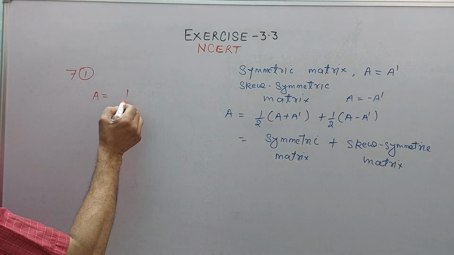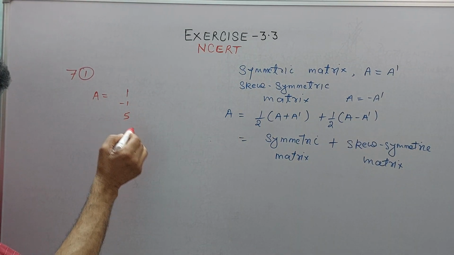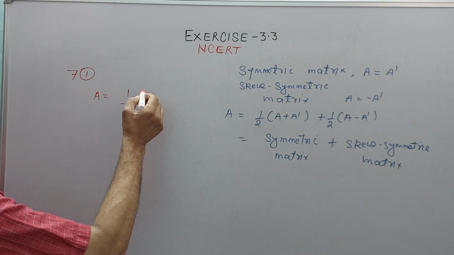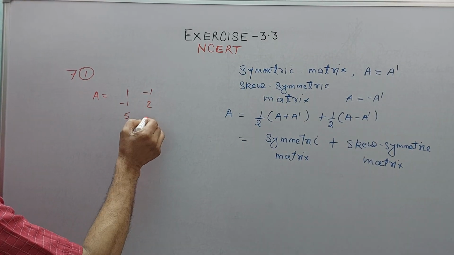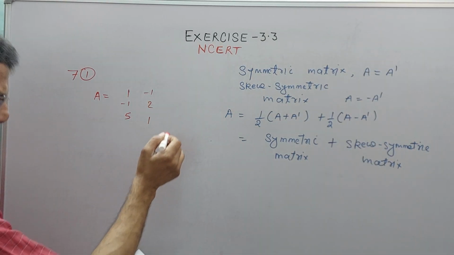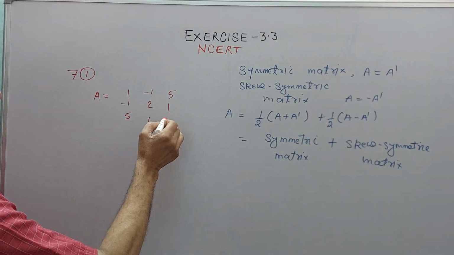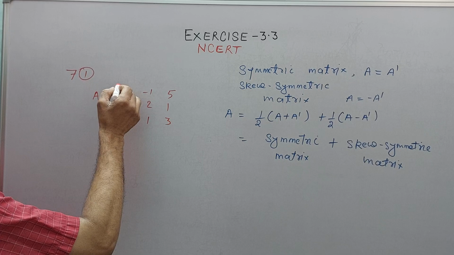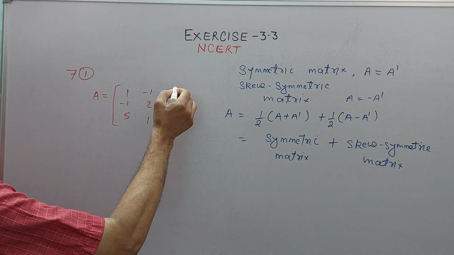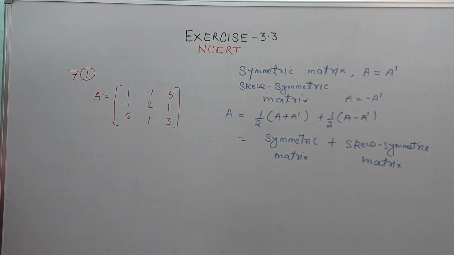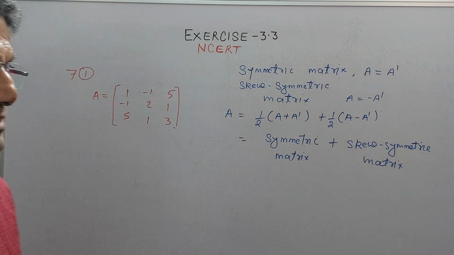Now in the 7th part (i), we are given a matrix A whose first column elements are 1, minus 1, 5, second column elements are minus 1, 2 and 1, and third column elements are 5, 1, 3. We have to prove that this is symmetric. Is this matrix symmetric or not?